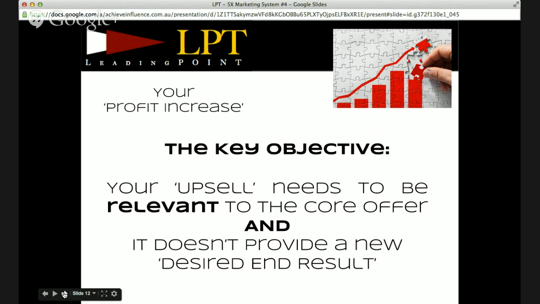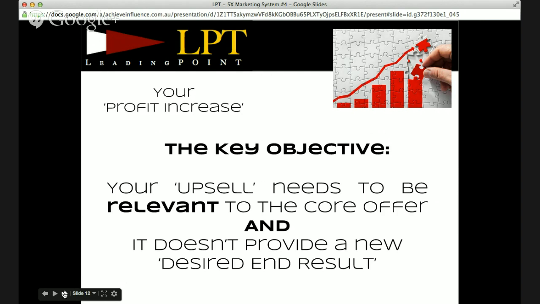So let's look at the key objective. The upsell needs to be relevant to the core offer, and it must not provide the challenge of the client thinking of a new desired end result. Going back to the McDonald's example, the desired end result for that drive-through person, that traffic coming in, is: I want a McDonald's burger, I'm hungry, I want something to eat. I want the tummy rumbles to go away and I want to fill my stomach, and I've chosen McDonald's for whatever reason. So your upsell needs to be relevant to the core offer.